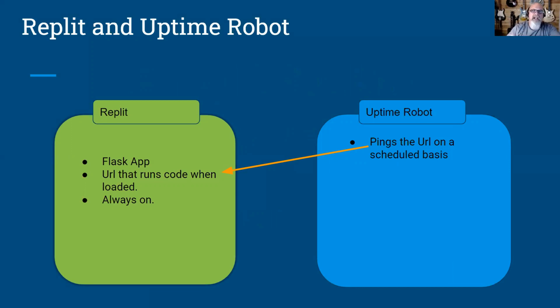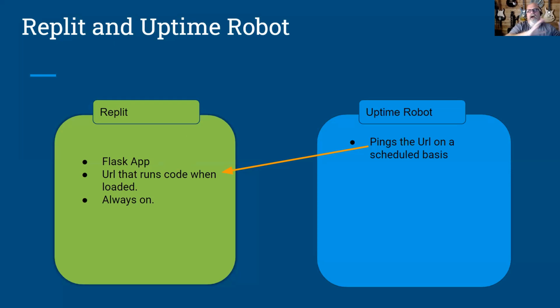And then we're going to have another technology, Uptime Robot, which will trigger the running of the code that we will create. So even though we're going to do Python, we're actually going to create a Flask app, which is a simple API framework that we can use Python to program with. And so we're going to create that, and we're going to create an endpoint URL that's going to run our code that we want. And we're going to make sure that this Replit is set to always on.